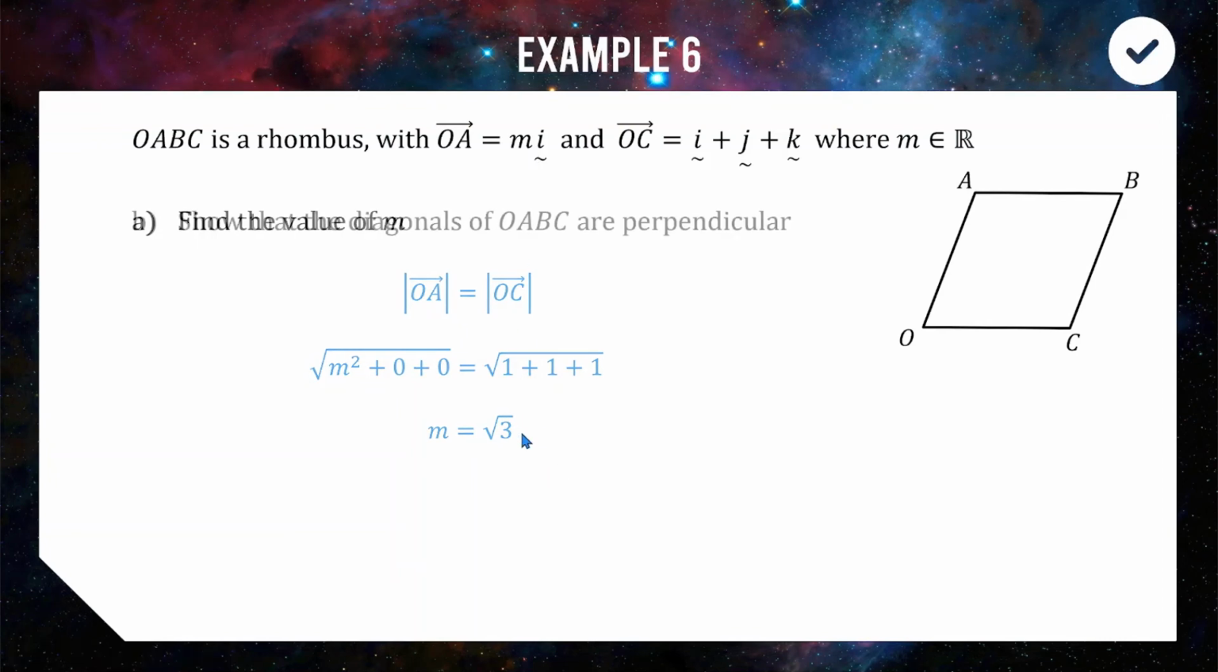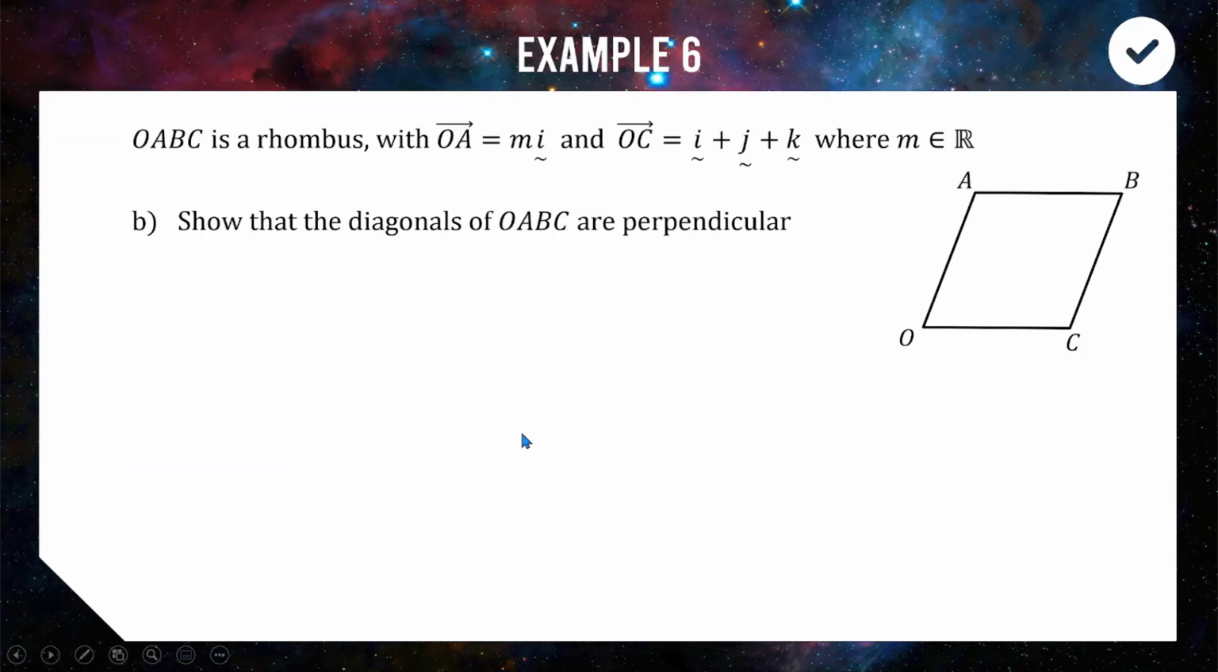All right, groovy. Now, part B, show that the diagonals of OABC are perpendicular. Okay, very similar approach to the last question. What we're going to do is set up two vectors and show that if we took the dot product of those two vectors, we would get a result of 0. Whenever you're asked to show perpendicular, you're probably going to be showing that the dot product is equal to 0.